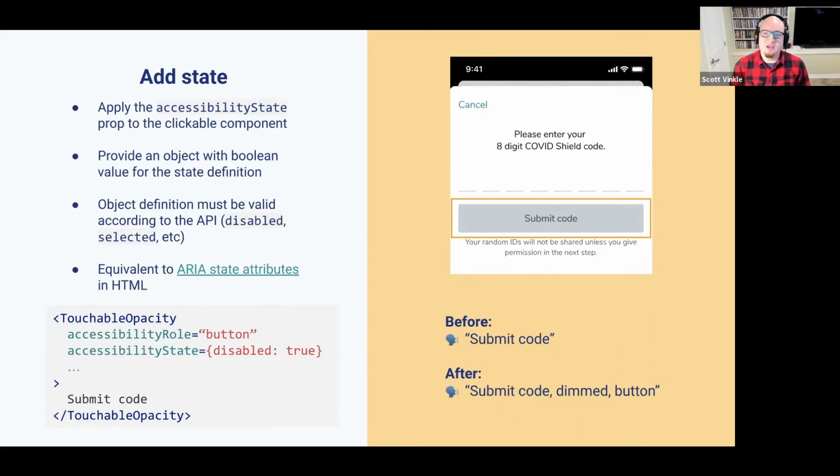So in the screenshot here, I've highlighted a form submit control with the label submit code. It's visually grayed out, indicating its disabled state. However, since there was no explicit state provided, the screen reader would stop on the control and announce its name only. After adding the explicit state object and role, the control would be announced as submit code dimmed button. And in this particular example, the word dimmed is actually unique to iOS. Android describes this state as disabled.